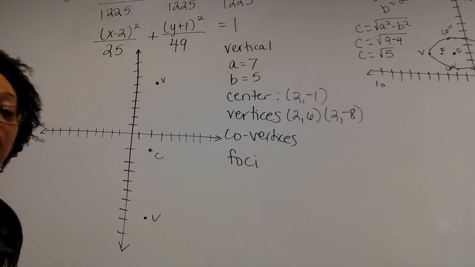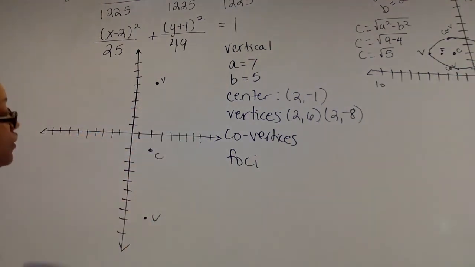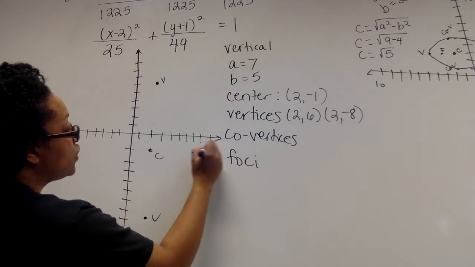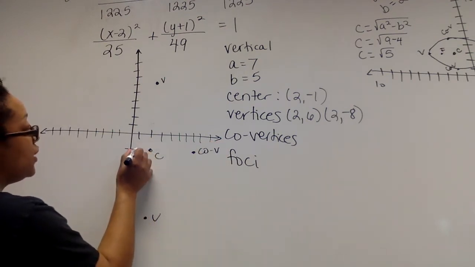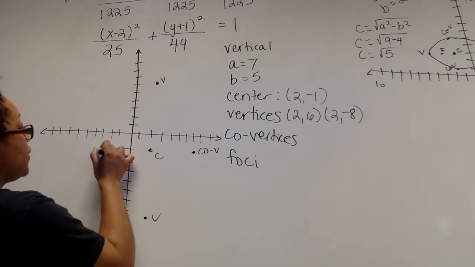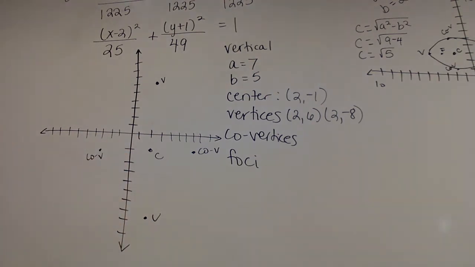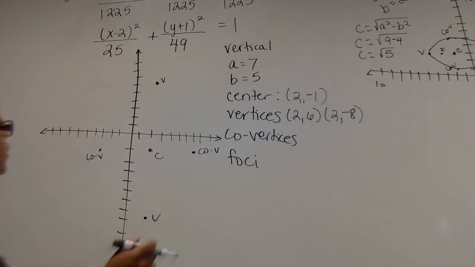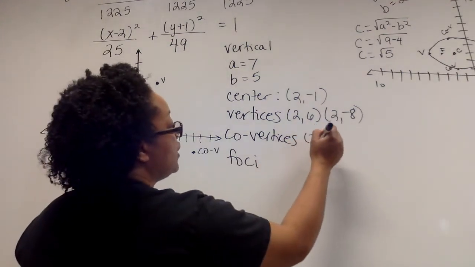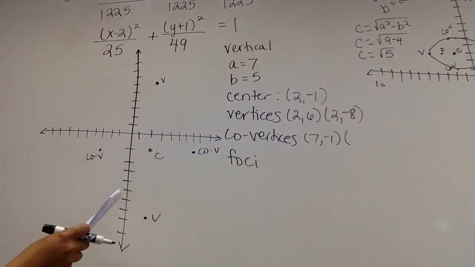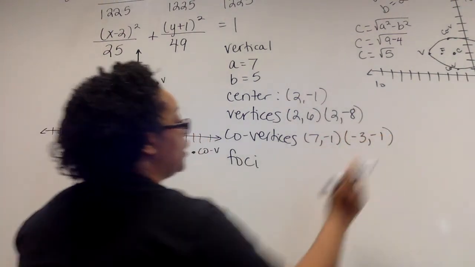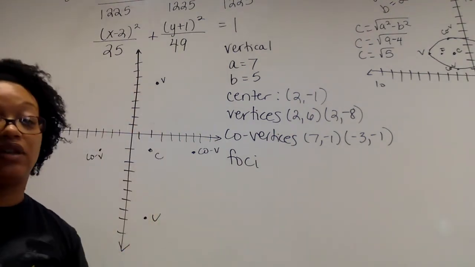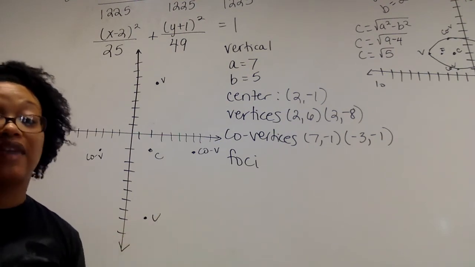Now, co-vertices, we're going to go to the left and right with your B. So we go 5 to the right, 1, 2, 3, 4, 5. There's your co-vertex, and then 5 to the left, 1, 2, 3, 4, 5. There's your other co-vertex right there. So your co-vertices are sitting right here with your center at -1. So that's going to be 7, -1 and -3, -1. If I'm going too fast, I'm just counting. You can pause it and catch up, but all we're doing is counting.